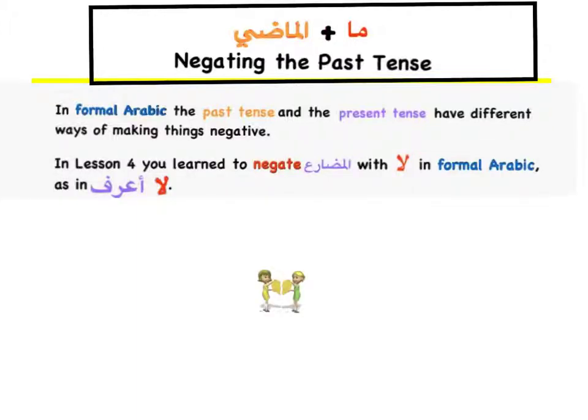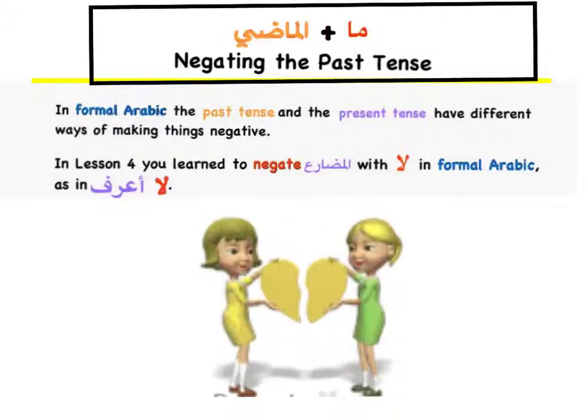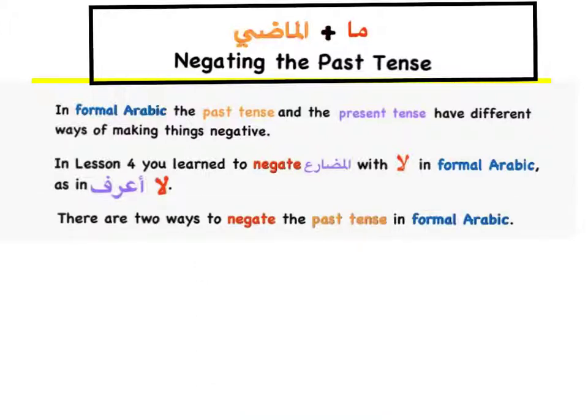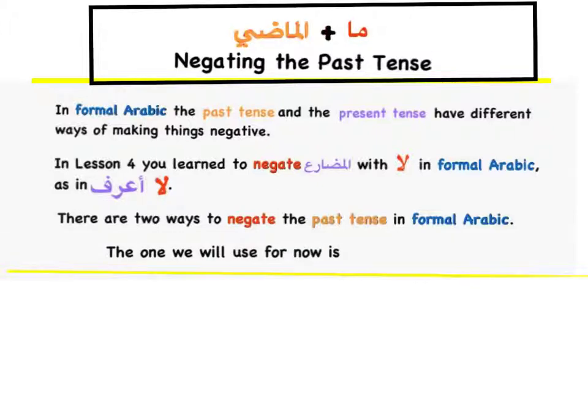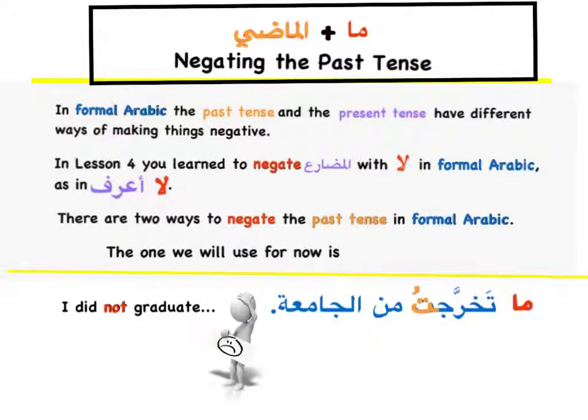In lesson 4, you learned to negate مضارع with لا in formal Arabic, as in لا أعرف, or in the case of these two lovebirds, لا تحبها, لا يحبها. He doesn't, she doesn't love her. There are two ways to negate the past tense in formal Arabic, but of course there is one we will use for now. And the negating that we're going to use is ما plus الماضي. So it becomes ما تخرجت من الجامعة. I did not graduate the university.